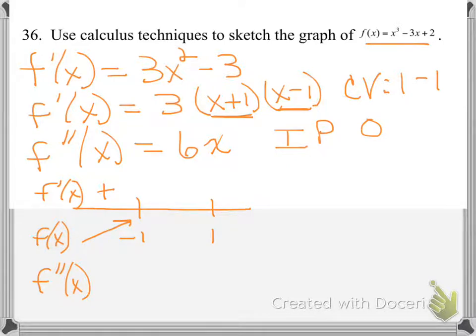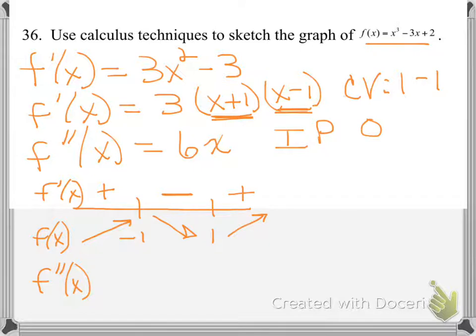Pick a number between negative 1 and 1. 0 is the easiest. I would have positive 1 times a negative 1 gives me a negative. My slope is heading down. Then pick a number to the right of 1. I pick 2. That's going to give me a positive times another positive. My slope is again positive. My function is going up. So it appears to me that I have a maximum at negative 1 and a minimum at 1, and my guess is someplace between negative 1 and 1, which is the 0, I will have an inflection point.